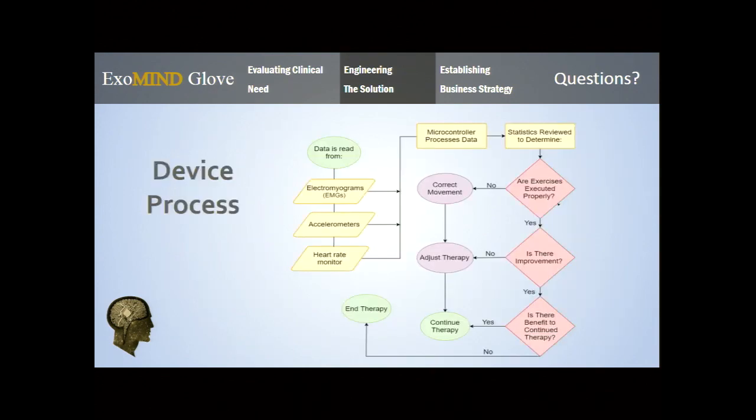Through this entire process, all of these iterations, there's one common theme that all of our devices share. This flowchart helps me describe that theme. We begin by assessing the data from each individual sensor, the EMGs, the IMUs, as well as the heart rate monitor. The microcontroller then processes this data and converts it into an output that both physical therapists and patients can understand. And by doing so, we hope that they can answer 3 questions.